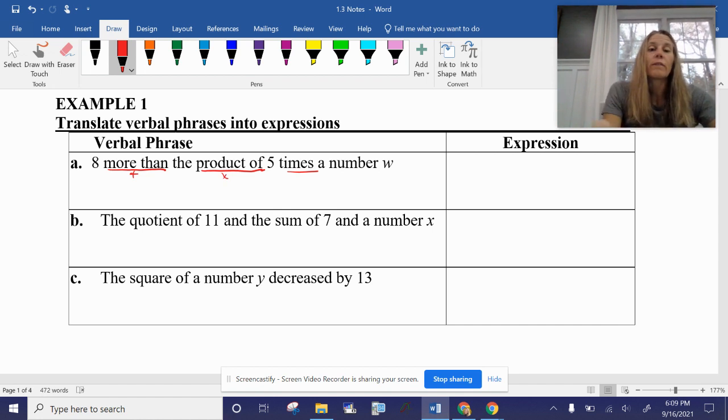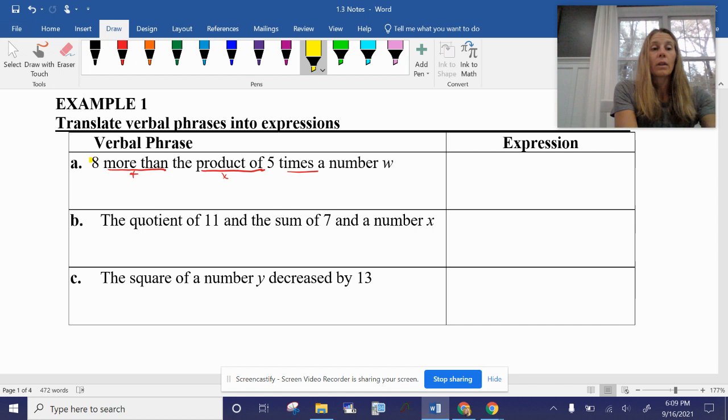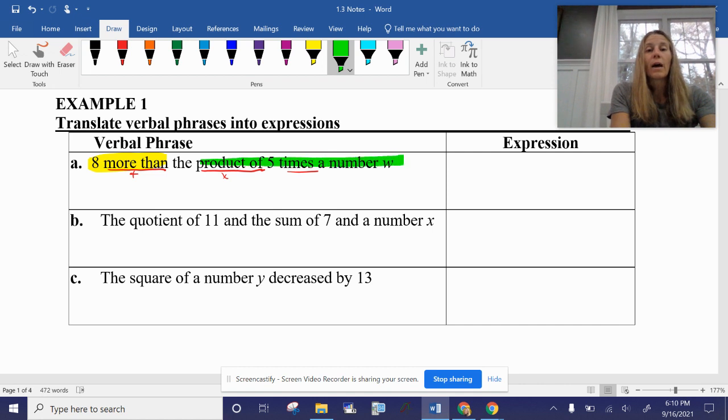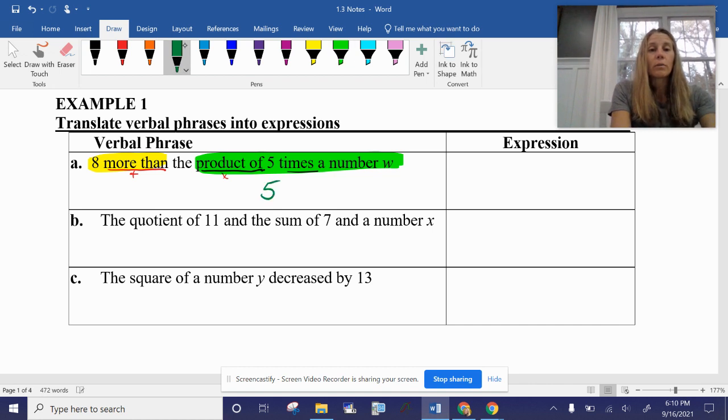So usually what I try to do is separate this into what's happening, right? So it's "8 more than," so we know that there's going to be 8 added on to something. Then we have the product of 5 times a number W. So the 5 times a number W would look like that, 5W. Some people might want to put a times sign in the middle. You can, but it's not necessary. Or parentheses around the W or something. Again, you don't have to.